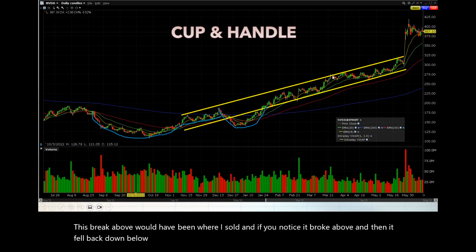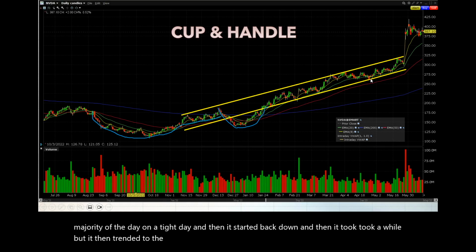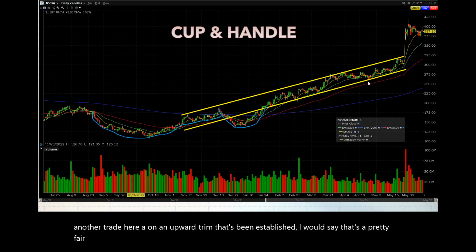And then the next day it opened up around there, held for the majority of the day on a tight day, and then it started back down. And then it took a while, but it then trended to the bottom side of the trend line. Whether you decided to make another trade here on an upward trend that's been established, I would say that's a pretty fair trade to do so.